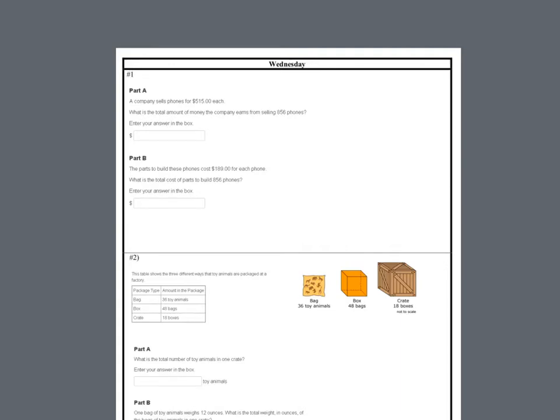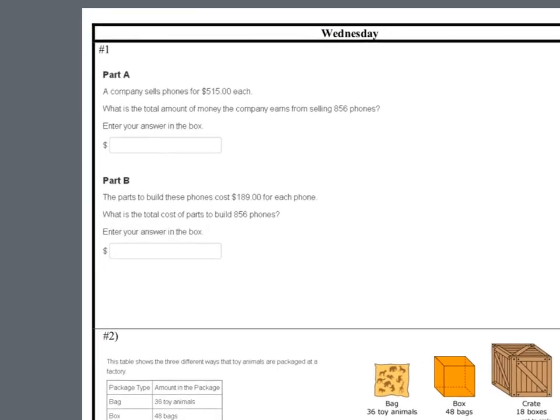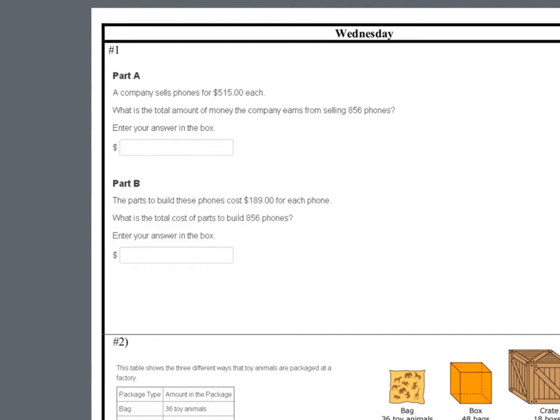This is my math homework number 24, Wednesday. For number 1, part A, it says a company sells phones for $515 each. What is the total amount of money the company earns from selling 856 phones?